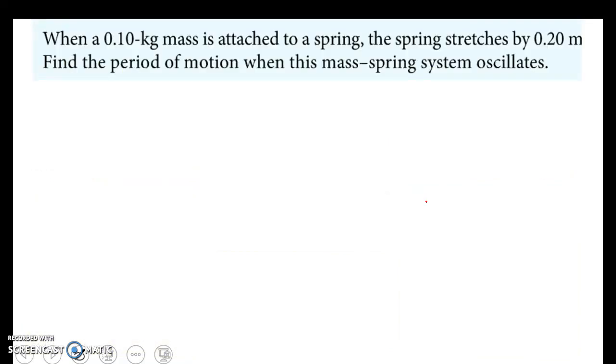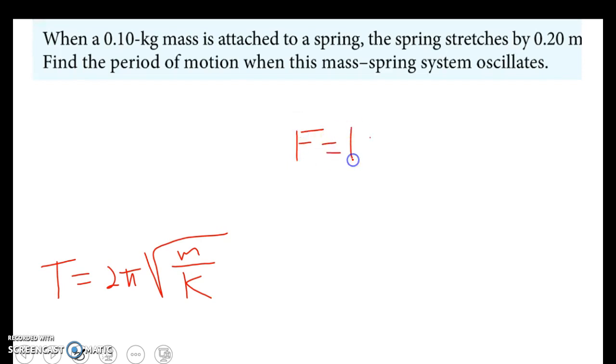One last math problem. A 0.1 kilogram mass attached to a spring. The spring stretches by 0.2 meters. Find the period of motion when this mass spring system oscillates. Okay, so on paper, the first thing we would do is, we've got mass and spring, we want period. Problem is we know mass, but we don't know k. So we have to find k. So we've got to go back to Hooke's law. Force is equal to kx.